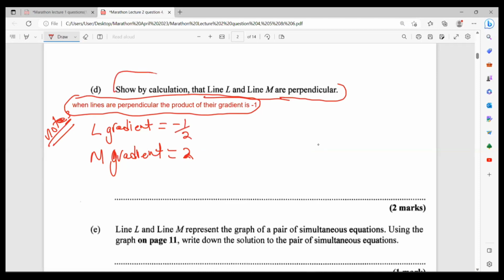Now, when they said show by calculation, they want you to do this that I'm showing you. So then this says the product. Product means to multiply. So this is saying if I multiply, I should get negative 1. Check it out.